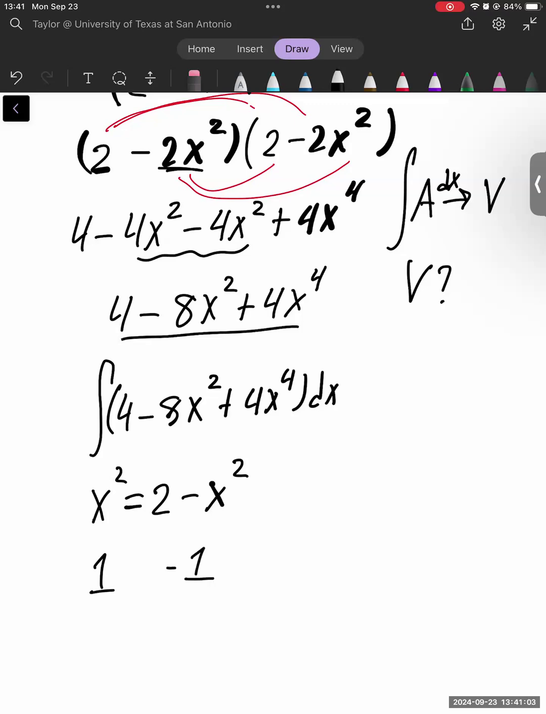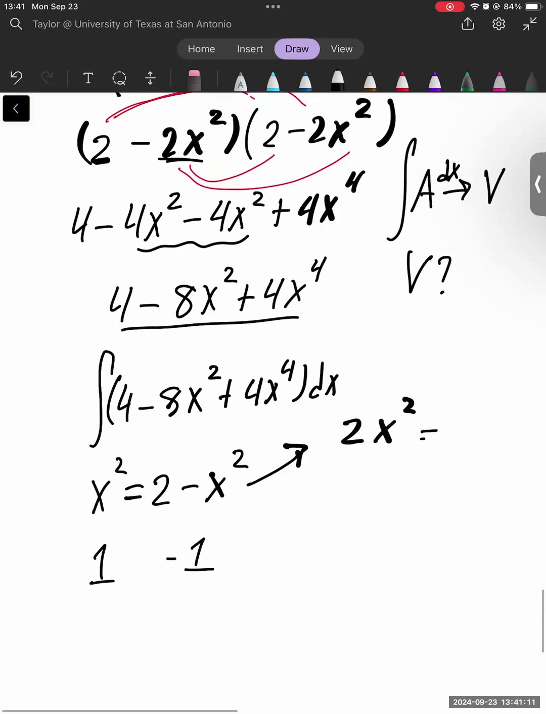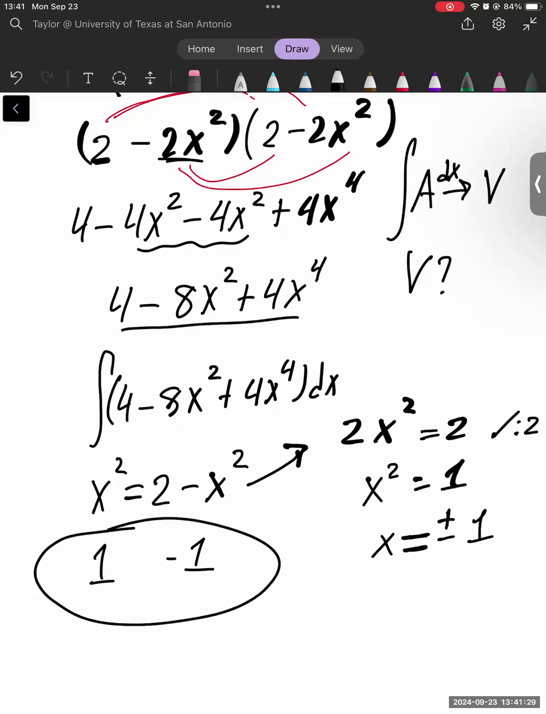So real quick, Luis. I've got this term; I'm going to rewrite it up here. If I move that x squared to the other side, I get 2x squared equals 2. I can divide by 2: x squared equals 1. I take the square root of both sides, so then x equals plus or minus 1. And so that's where we get these terms. Make sense?